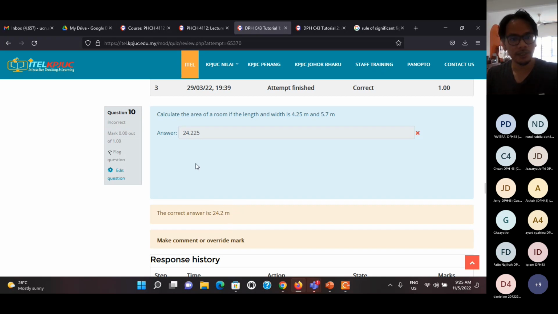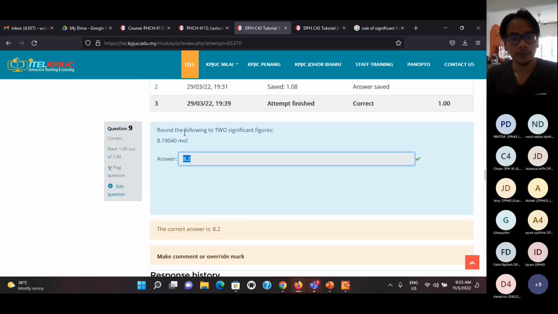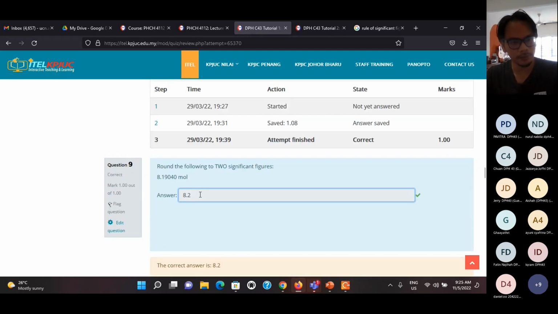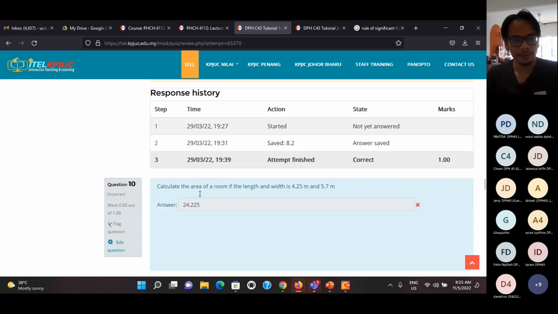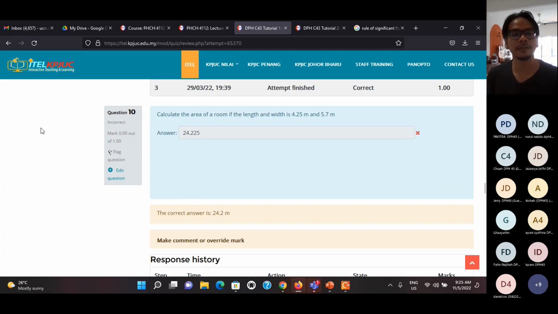Kat sini the purpose of this adalah untuk kamu, how do you apply significant figures. So up until question number 9, kita dah belajar, kita dah tahu macam mana nak tentukan which figure is significant. So starting on question number 10 ni, saya nak kamu apply the knowledge in measurement, in calculation. So dalam soalan ni saya suruh kamu calculate, kira keluasan, luas. Okay, I want you to calculate an area. Saya bagilah dia punya panjang dan dia punya lebar, 4.25 dan juga 5.7.